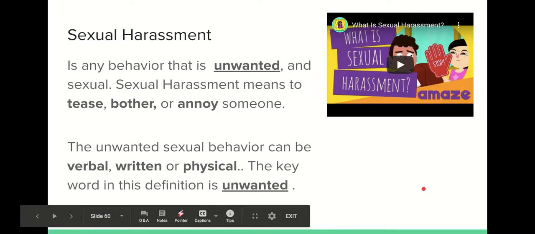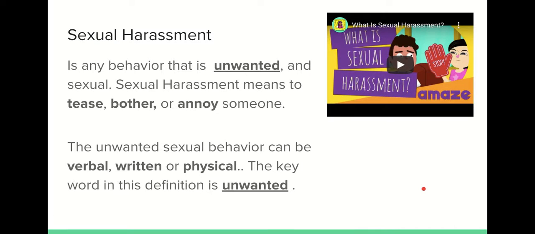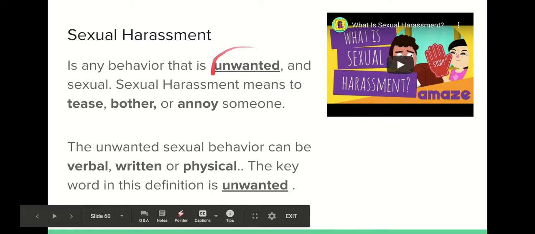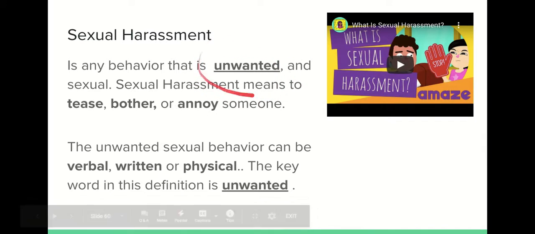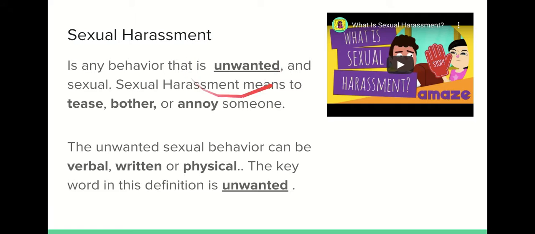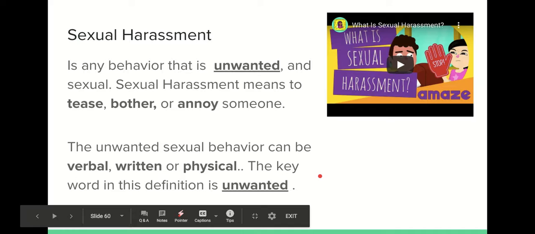Okay, sexual harassment is different than flirting. This behavior is unwanted. One of the people in this scenario, in sexual harassment, does not want the behavior to be happening. Sexual harassment means to tease, bother, or annoy someone in a sexual way. The unwanted sexual behavior can be verbal, written, or physical. But the key word here is unwanted.